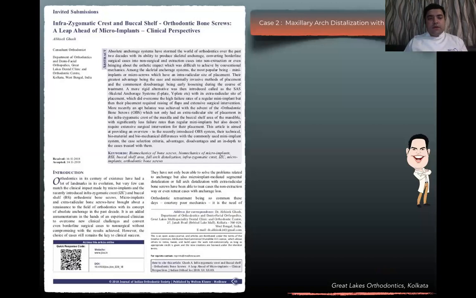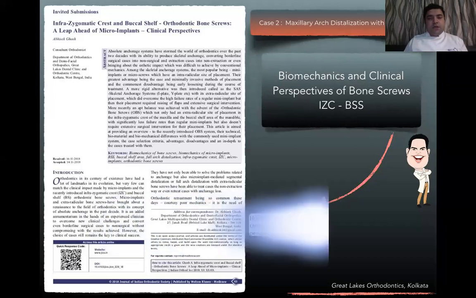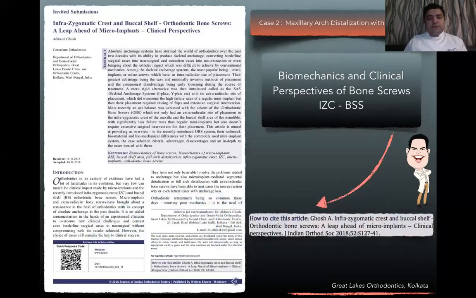So how can we learn more about IZC and BSS? This is one of our published articles, which talks about the biomechanics of IZC and buccal shelf bone screws. You can go through it. It gives you an in-depth look into how to place them, what net results you can expect, what the criteria are, what the end results are, and what anatomical limits you need to take care of.